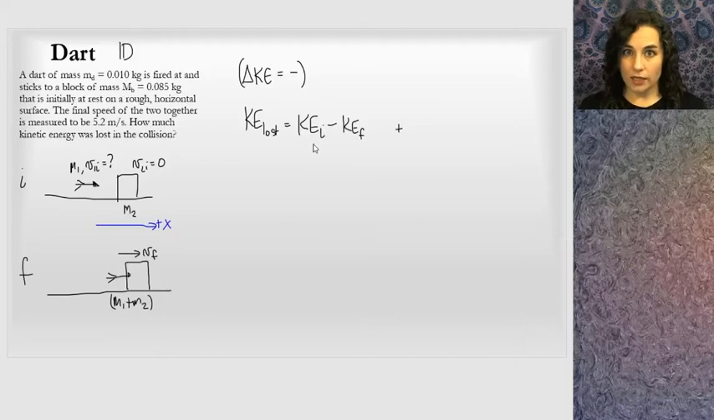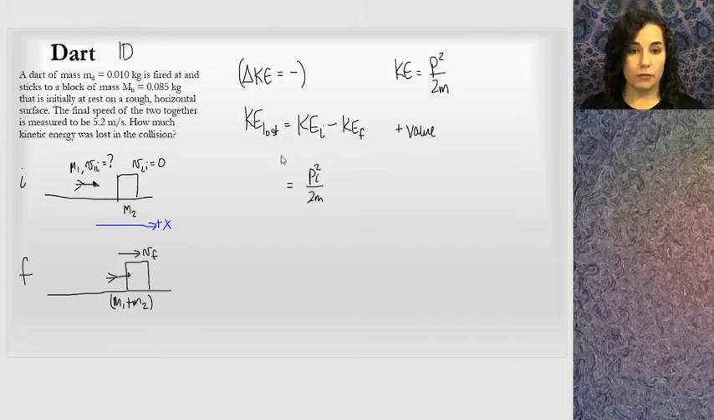Because of your experiences with energy, you may put in here 1/2 m v final squared and 1/2 m v initial squared, etc. But we are going to use this relationship: kinetic energy equals p squared over 2m. You'll see the elegance of this in a second. The initial kinetic energy is p initial squared over 2m. I don't know that value, but I can put it there. Then I'm going to subtract off p final squared over 2m final, and this will be an m initial.